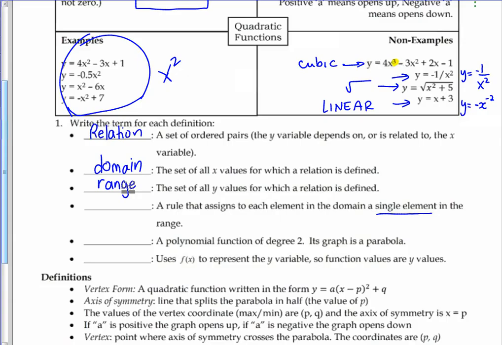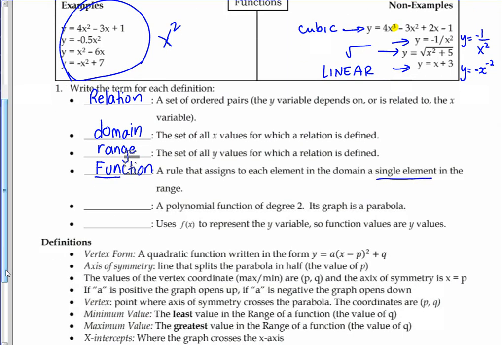What type of relation would that be? A function. You can't spell function without fun. A polynomial function of degree 2 is also called a parabola. That's called a quadratic.